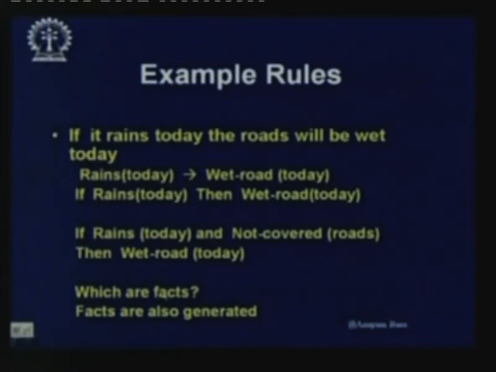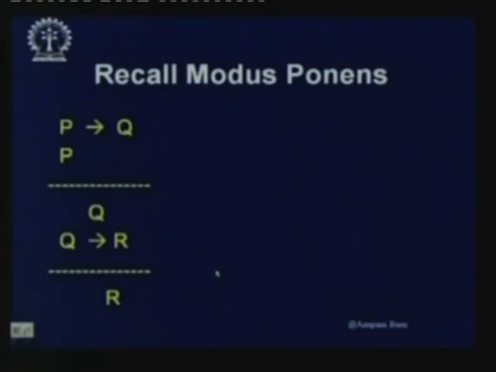Now, which are the facts here? I have already said that facts are which are already known a priori, but you can see that facts are also generated. Just as in this case, in this example, wet road today is a new fact that has been generated. All right. So now, I hope all of you recall what is meant by modus ponens, which was a very common deduction mechanism that we talked about when we were talking about logical inferencing. Here, we just revisit modus ponens for a second.